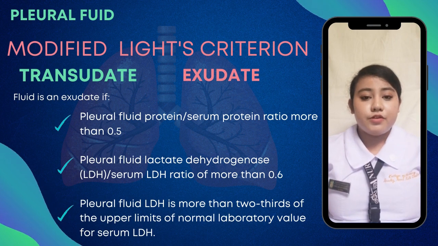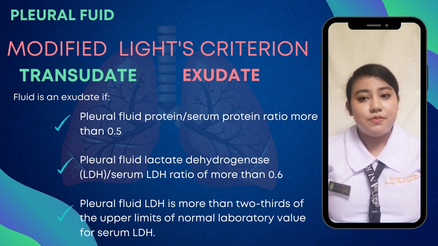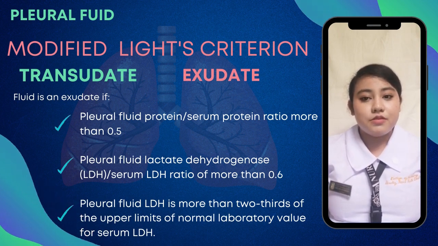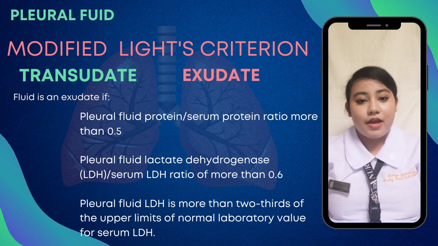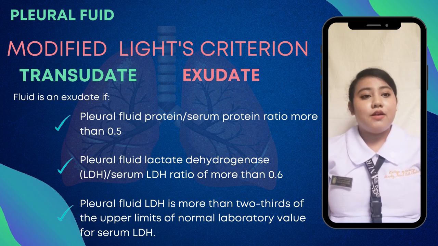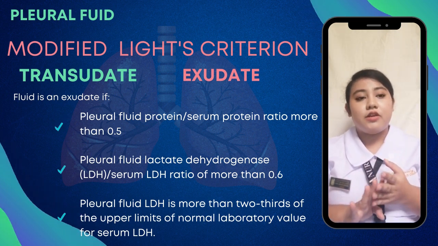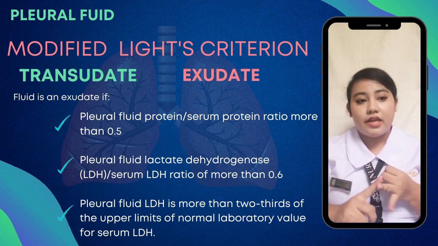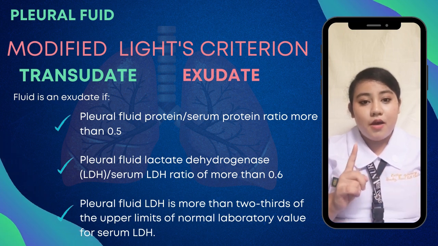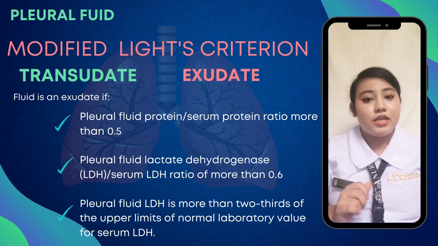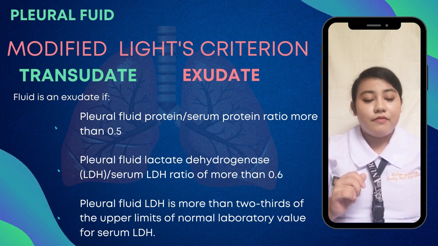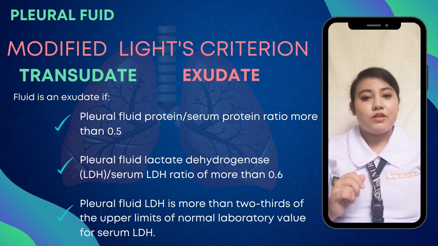During a pleural effusion, fluid can build up in the pleural space to the point that it becomes clinically noticeable. This pleural fluid can be classified based on the modified Light's criteria, whether it's a transudate or an exudate. If at least one of these conditions is met, the fluid is considered an exudative effusion.